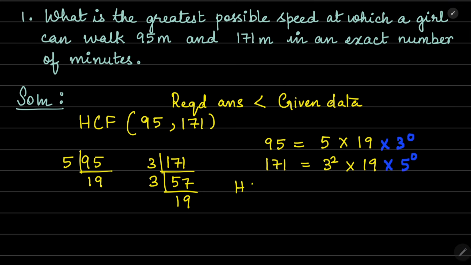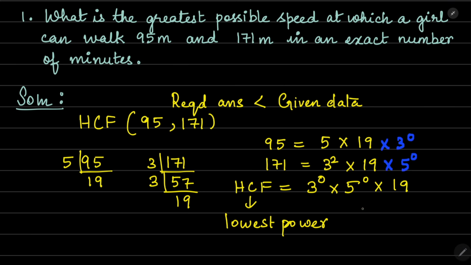So for HCF you will be taking the lowest power of each of the common prime factors. So for 3, what is the lowest power? 3 to the power 0. For 5, what is the lowest power? Look at the powers of 5 here. This is 5 to the power 1, this is 5 to the power 0. So the lowest power is 5 to the power 0. And for 19, it is 19. So the answer is going to be 19.